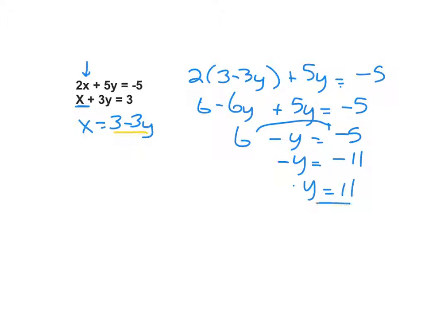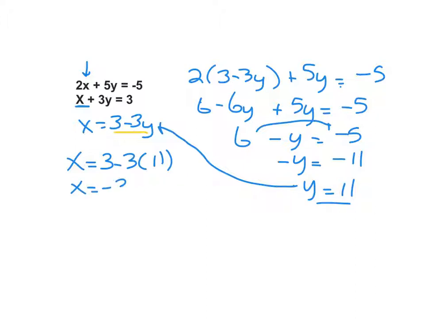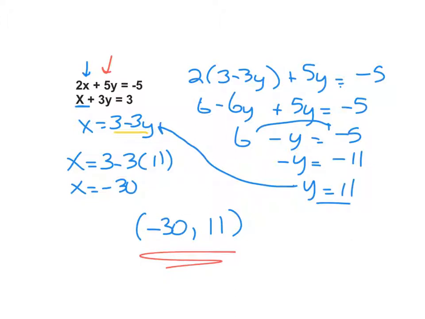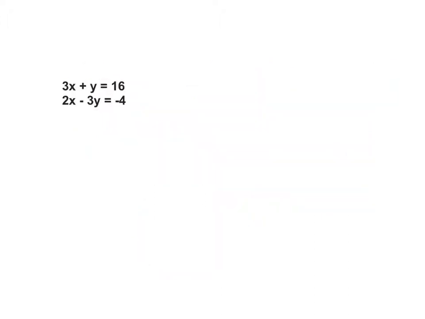Once you get your y is 11, you can plug it right back in there to get your x really quickly. It says x equals 3 minus 3 times y. Well, y is 11. So that's 3 minus 33, which is negative 30 for my x. So my solution is negative 30, 11. And you can check that very easily. Just plug it into one of these two equations, and you should get that solution. It should work in both of them. That would be the point of intersection like we found yesterday.